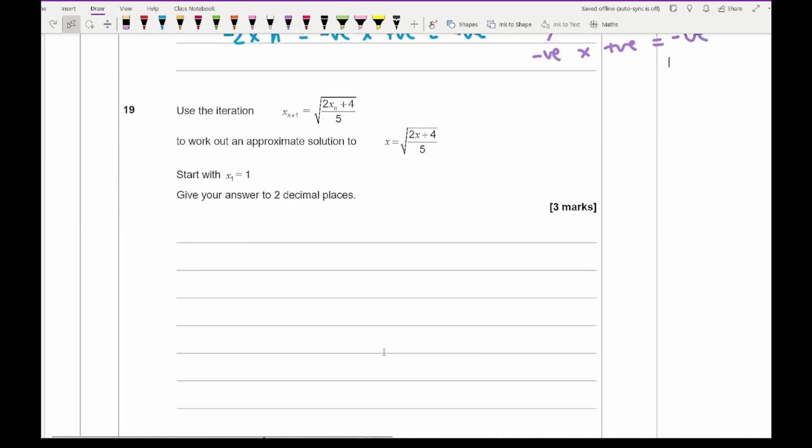The next question then says use iteration to work out the approximate solution to this, starting with x1 equals 1. So on your calculator, if I enter x1 equals 1 and press equals, then the function you want to type in is: press your square root button, then press 2, bracket, ans plus 4, all divided by 5, and make sure that's all in the square root, and then press equals.